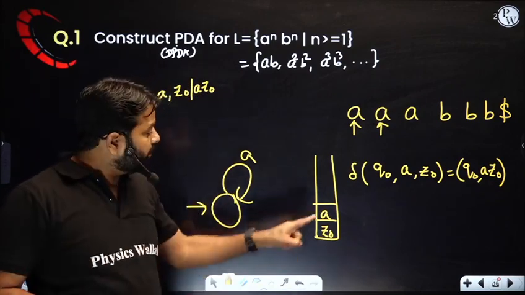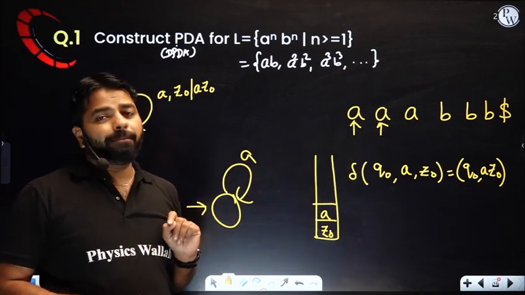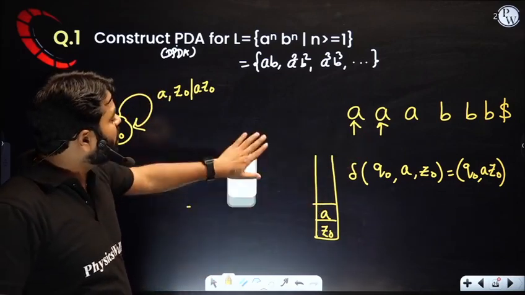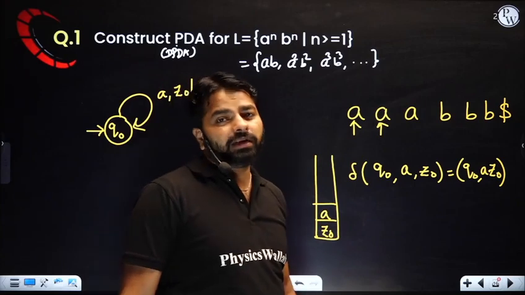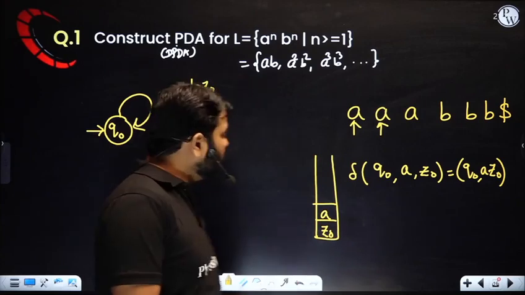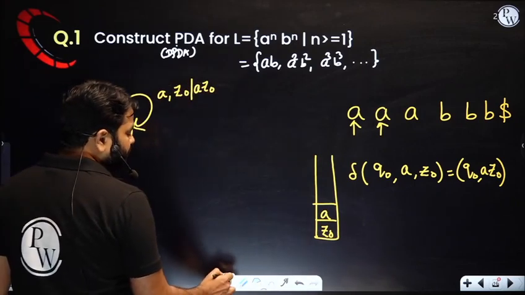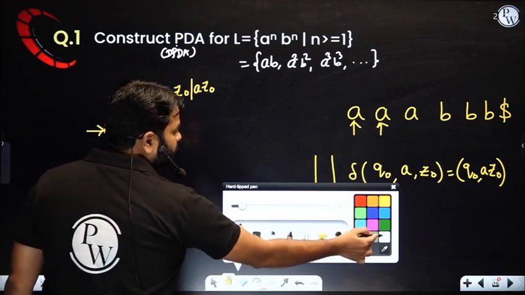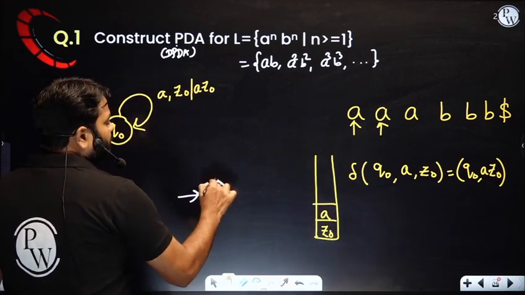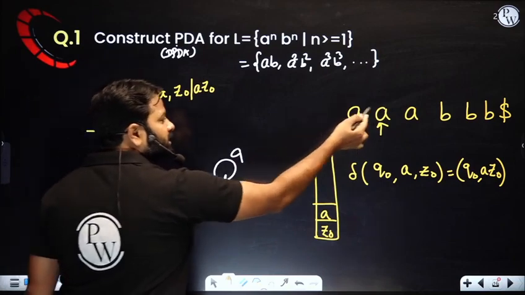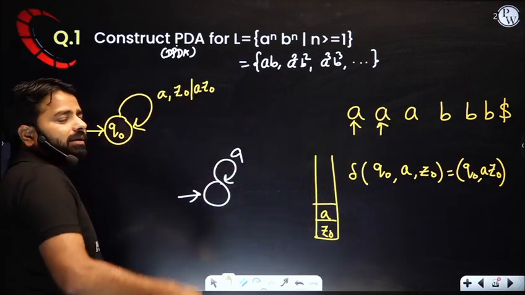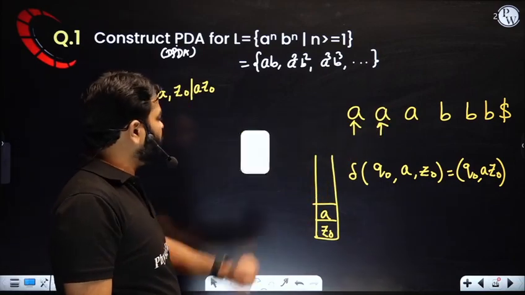Whenever A comma Z naught happens, but next time A comma A is happening, that means this is only for the first A, not for the remaining A's. As I told, in DFA and NFA, when I keep this A, first A, second A, third, three A's, I can read from here only. Okay? That's the first important point.